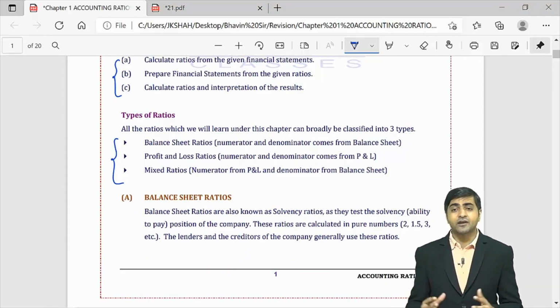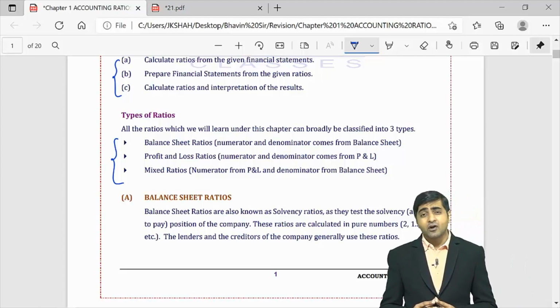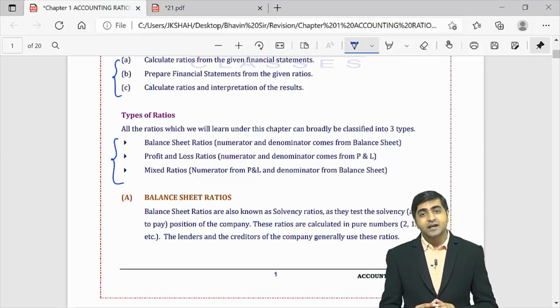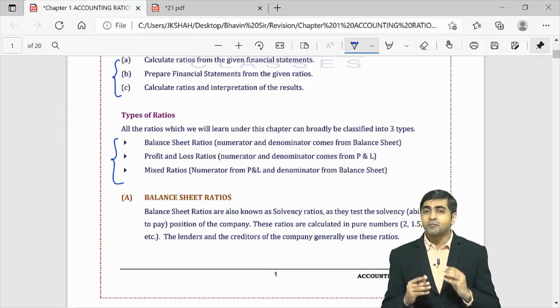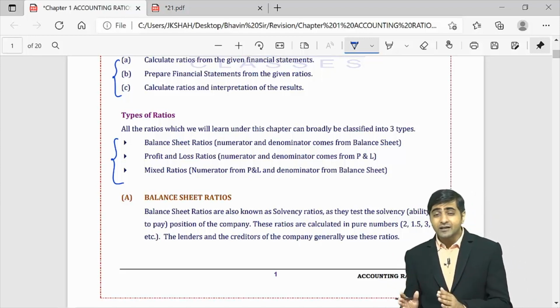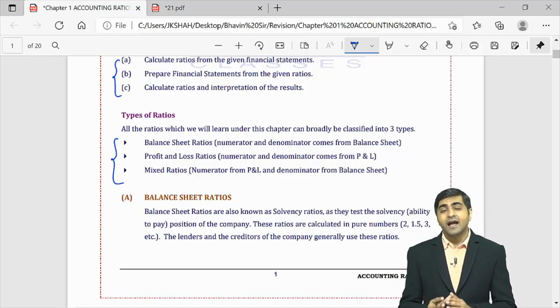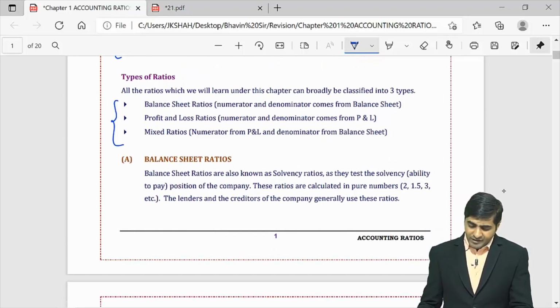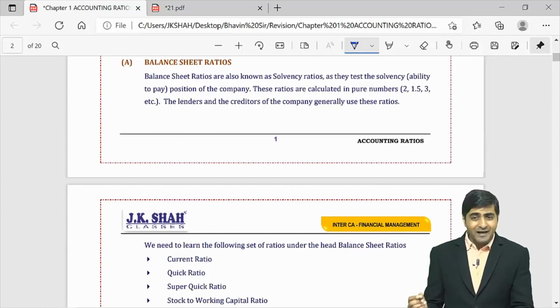Now why do we call a particular ratio a balance sheet ratio? Because the numerator and the denominator both come from your balance sheet. In your P&L ratios, obviously the numerator and denominator both will come from your P&L, and for your mixed ratio, the numerator will come from your P&L and your denominator will come from your balance sheet. Okay. Now my dear students, let us talk about balance sheet ratios.